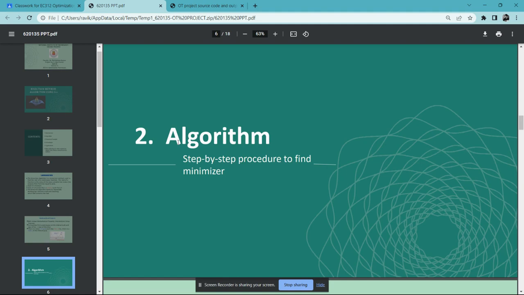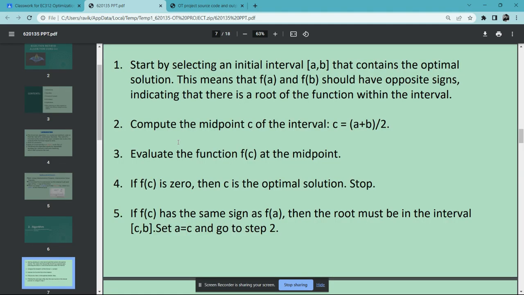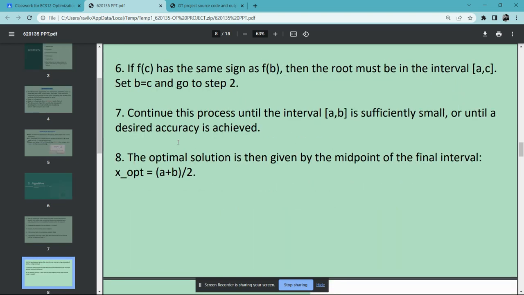And here is the algorithm of the bisection method. At first, we should start by selecting an initial interval [a, b] containing the optimal solution. This means f(a) and f(b) should have opposite signs, indicating that there is a root of the function within the interval. We should compute the midpoint by the formula c = (a + b)/2, and evaluate f(c). If we get the f(c) value as 0, we know that we obtained an optimal solution. If not, we should repeat the process until we get the optimal solution.